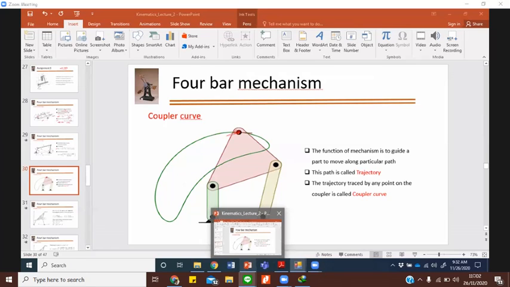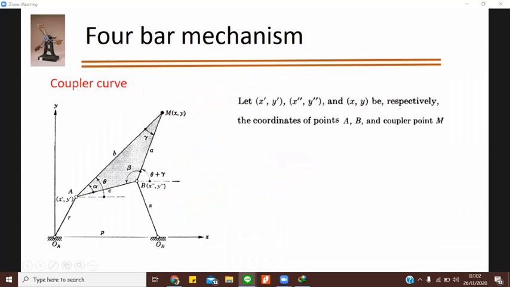So here you're seeing this coupler curve. How will you find this coupler curve? What will be the equation of this coupler curve? How will you find it? Means, what kind of trajectory will it form? So that we are going to see here.